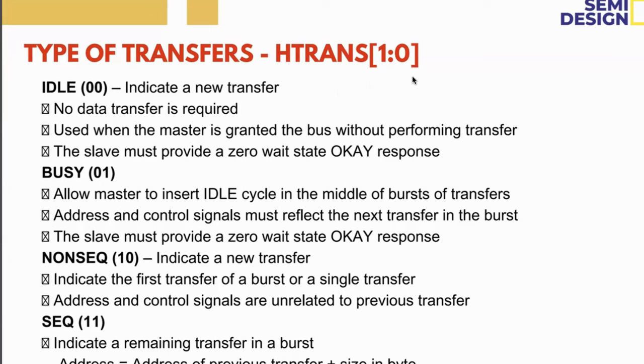For 00, it is idle. Idle indicates no new transfer. That means in the idle case, no data is transferred from the master to the slave. It is just idle. No transfer will be done. It is used when the master is granted the bus but doesn't want to do any transfer, then we can simply use idle. Then, since the slave doesn't have any data, it doesn't provide any wait state, it is a zero wait state, and it will provide the okay response.